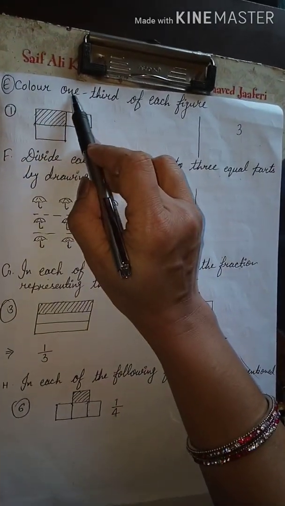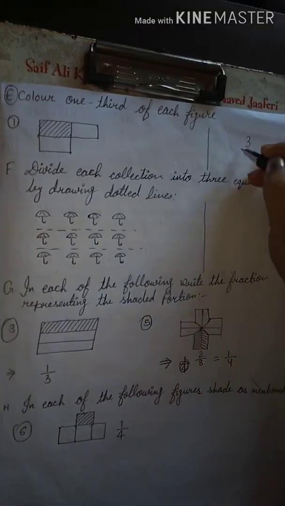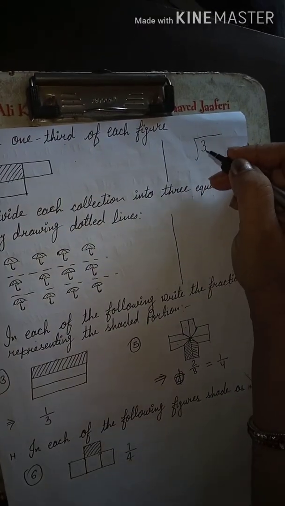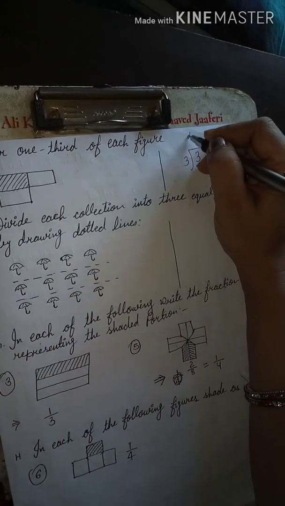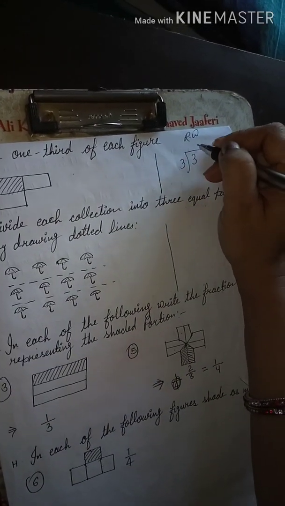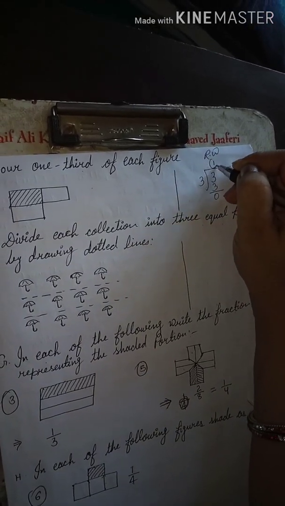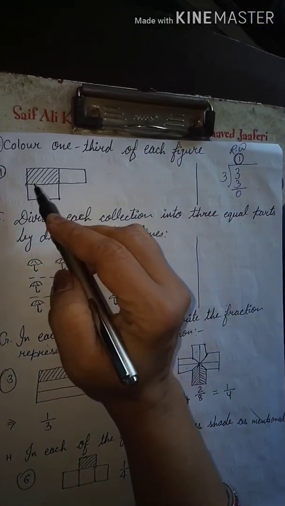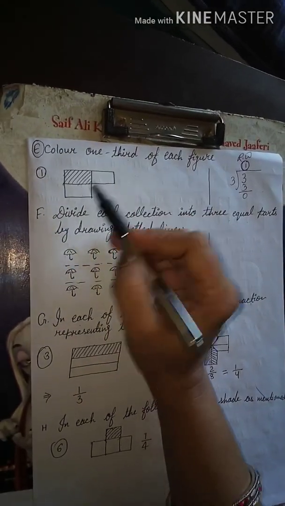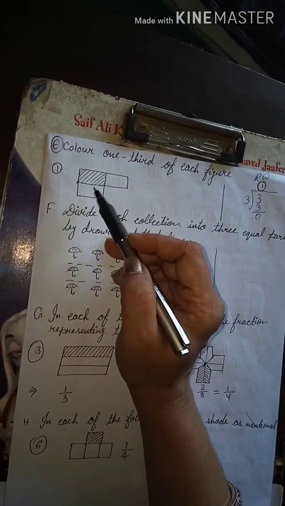You have to color 1/3 part. So divided by which number? 3. This is rough work. 3 ones are 3, 3 minus 3 is 0. So how many parts do you have to shade in this figure? 1 part. So you shade 1 part.